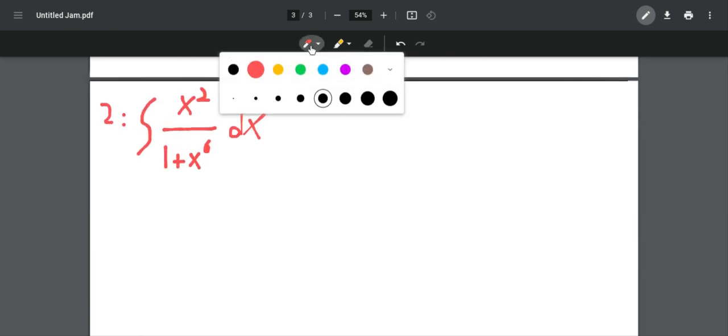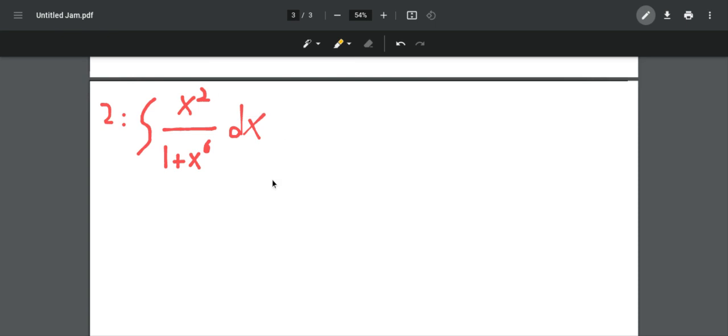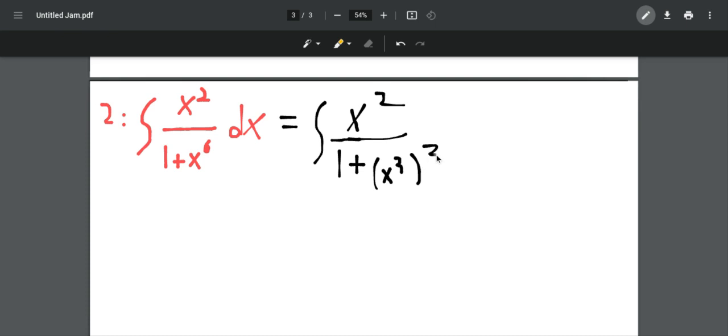Okay, we can move on to the second integral. We have the integral of x squared over 1 plus x to the power of 6. In this case, I'm going to write this integral in a different form. I'm going to write it as x squared over 1 plus x cubed, squared, because using the rule of powers, these are equal.